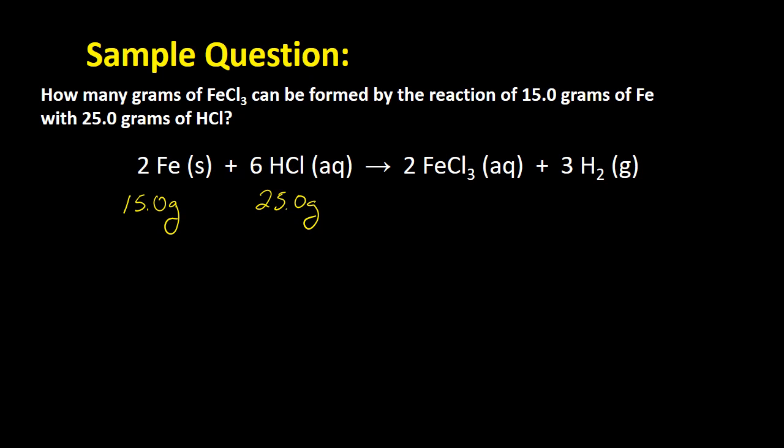Okay. And like I said previously, we had problems that would say something like, how much iron chloride can you make using 15 grams of iron, right? Or how much iron chloride could you make if you have 25 grams of hydrochloric acid? And those were pretty straightforward. Here, instead, we have to consider both of those at the same time. So that makes this a little bit different.